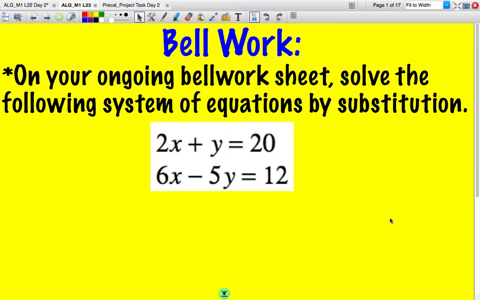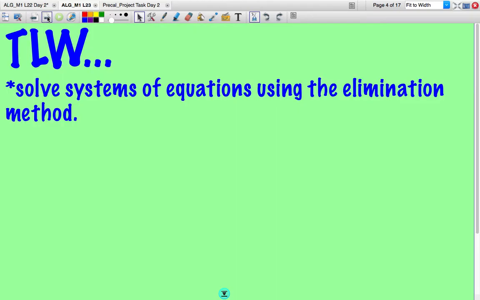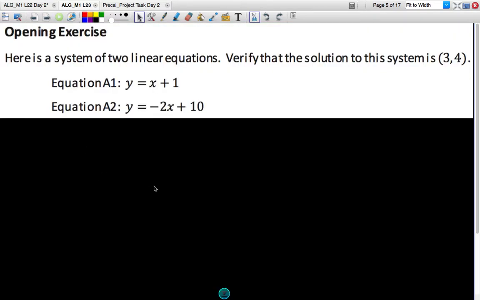So today we are going to look at Lesson 23, Solution Sets to Simultaneous Equations. Opening exercise. Here is a system of two linear equations. Verify that the solution to this system is (3, 4). So we are given two equations, and we are to verify that the solution to the system is (3, 4).